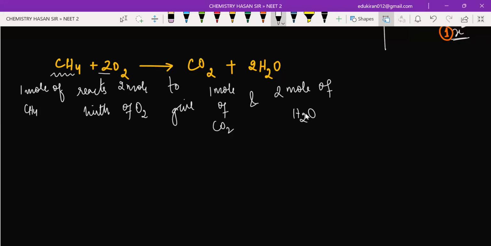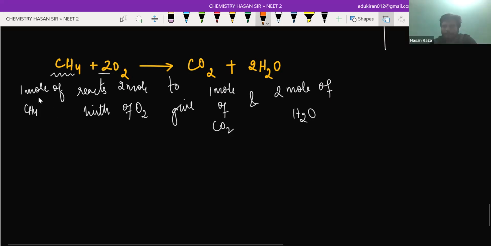Yes, sir. So see what happens. There are four different quantities given: 1 mole, 2 mole, 1 mole, 2 mole. With the help of these moles, you can easily calculate the mass, because you know number of moles is equal to given mass upon molar mass. Wait a minute.